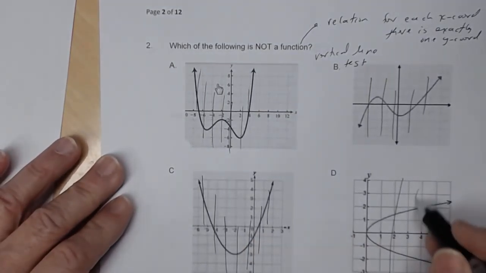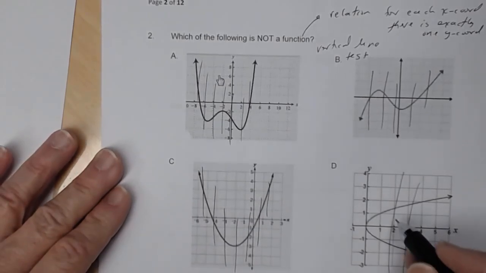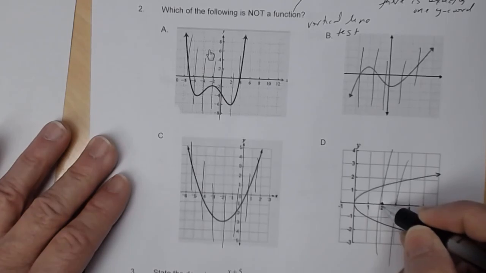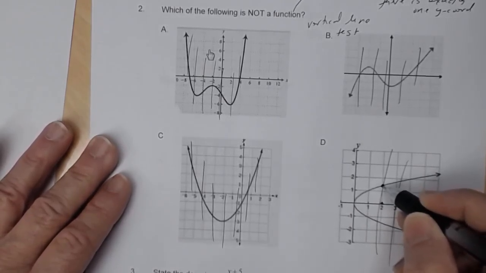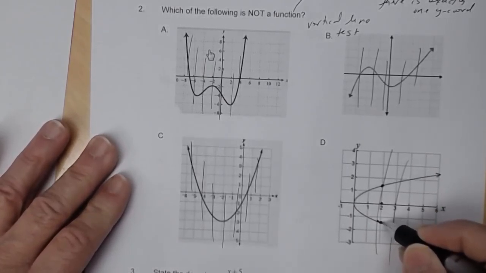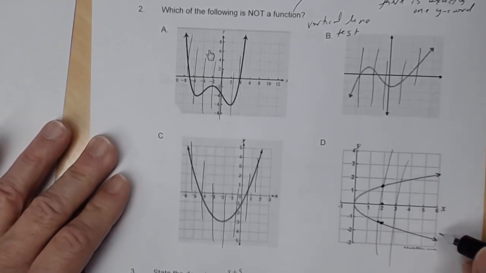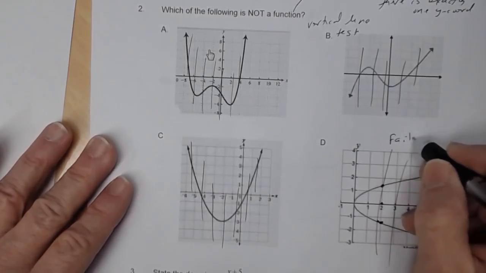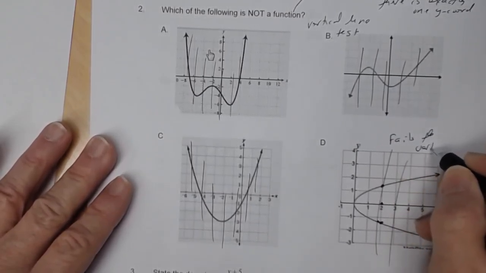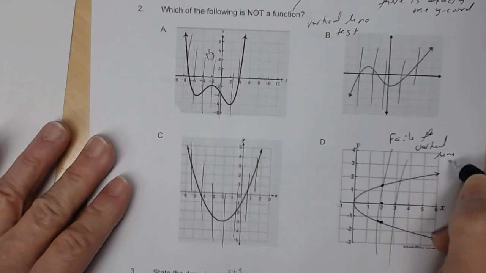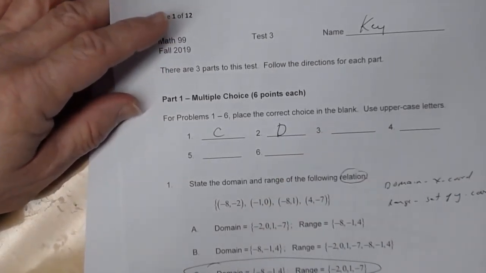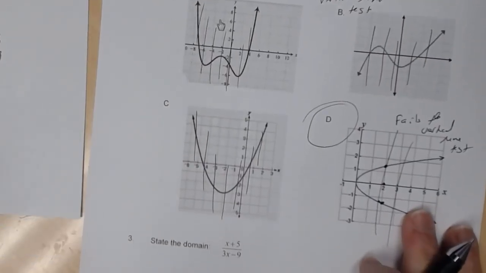So it intersects the graph once everywhere. When we get here, notice that this fails the vertical line test because if I look at when x is 2 right here, when x is 2, there are two y values. There's this y value, and there's this y value. So there are two different y values. And so this is not a function. So it fails the vertical line test. All right, so it's going to be D. So the answer number 2 is D. D is the only one that fails the vertical line test, so that's not a function.